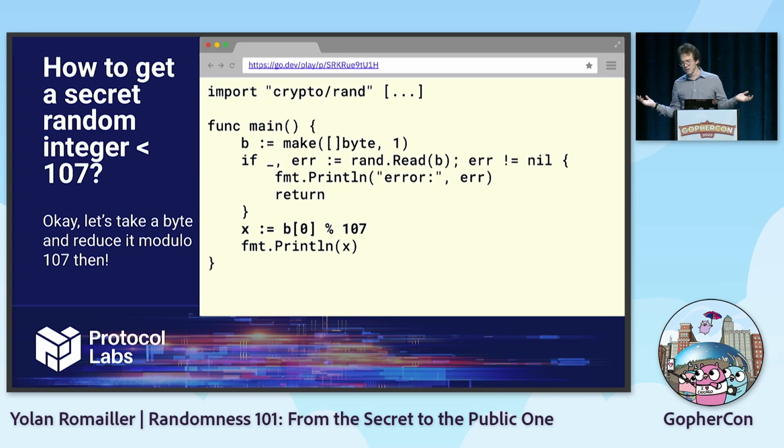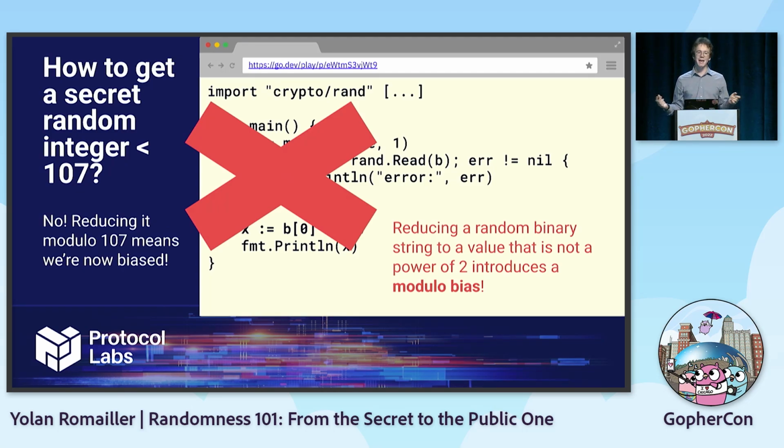So let's try again. How do we get a random integer smaller than 107? Well, we could take a random byte. It's a value between 0 and 255, and we could reduce it modulo 107, right? That seems quite intuitive. Well, bad news is that's introducing a bias. And we specifically call that kind of bias a modulo bias because it's related to the fact we've been using modulo to reduce a random value, and then it gets biased by the modulo.